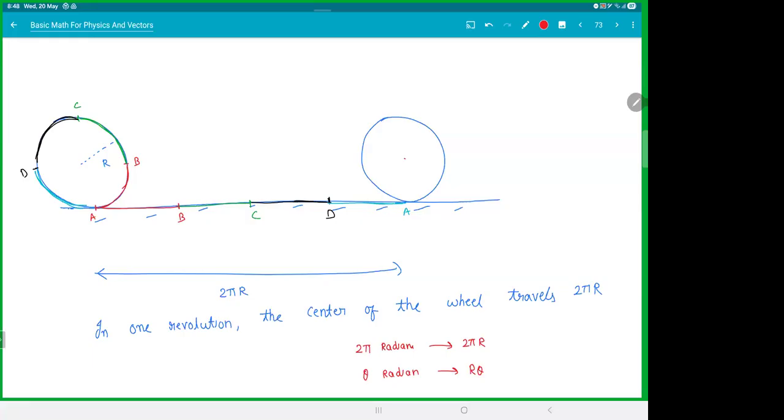So there's a small sensor there which counts the number of revolutions your wheel is doing, and it multiplies the number of revolutions into 2 pi r, and that's how it measures the distance traveled. Did you ever see this thing?